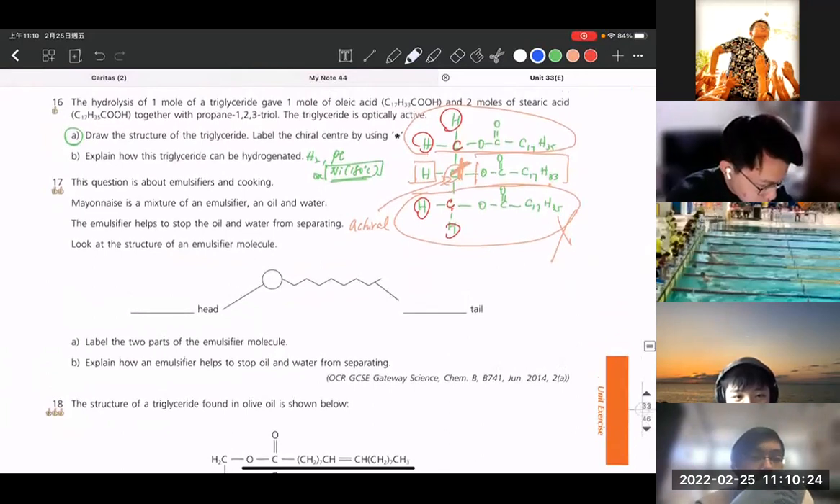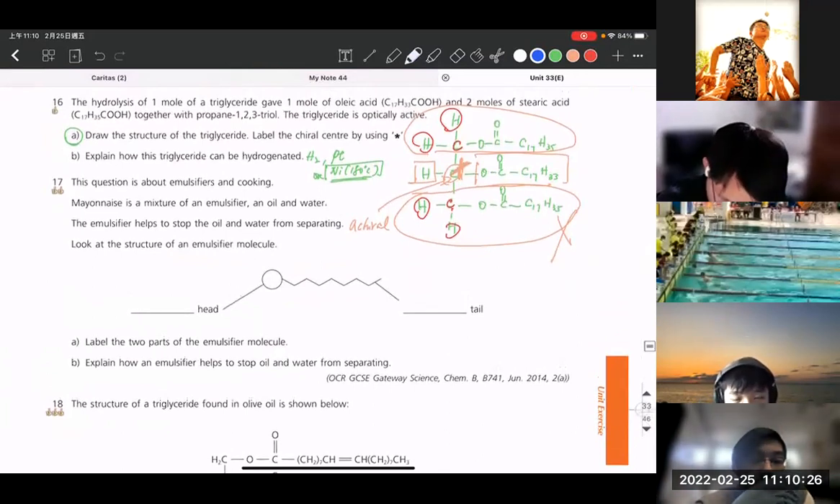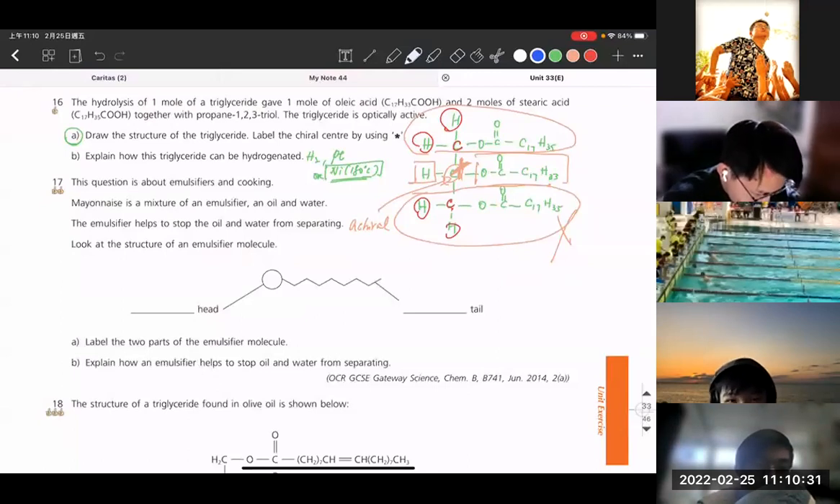17. This question is about emulsifying cooking. Mayonnaise. Do you know what mayonnaise means? You know what that is?